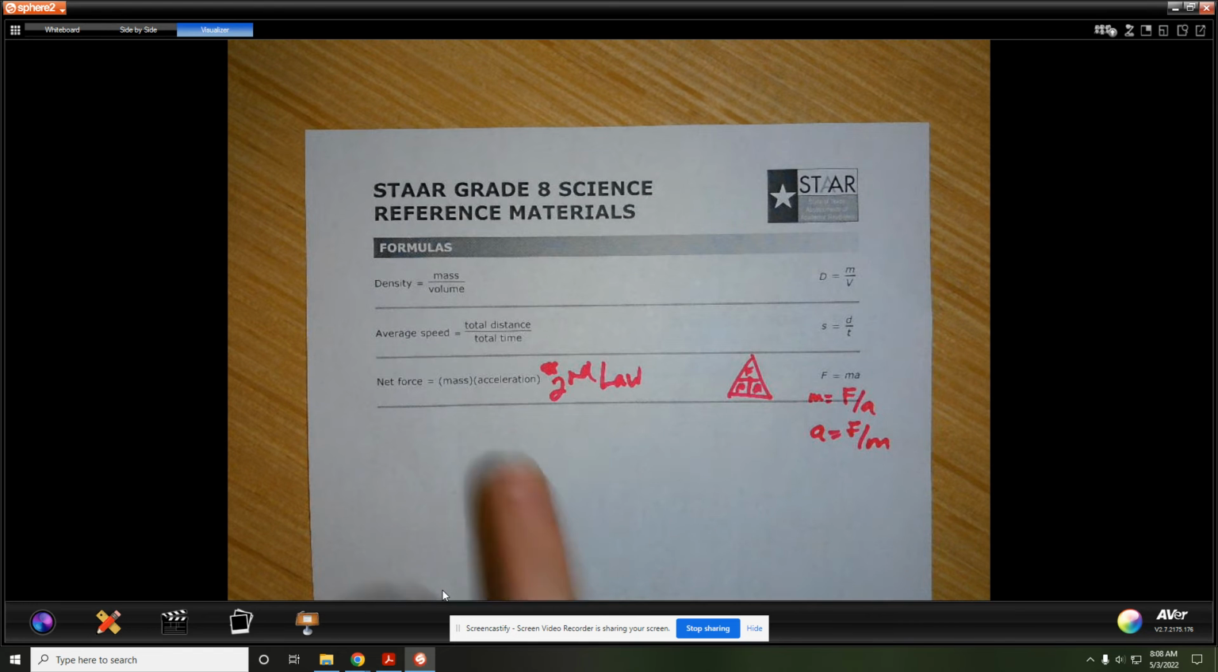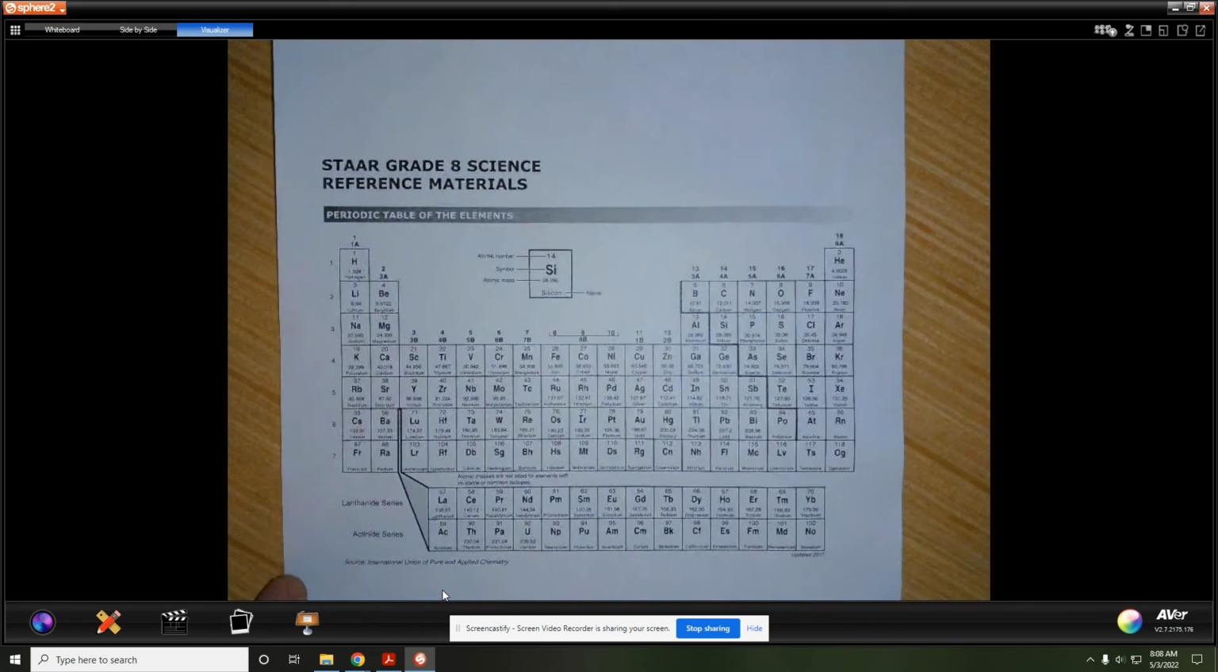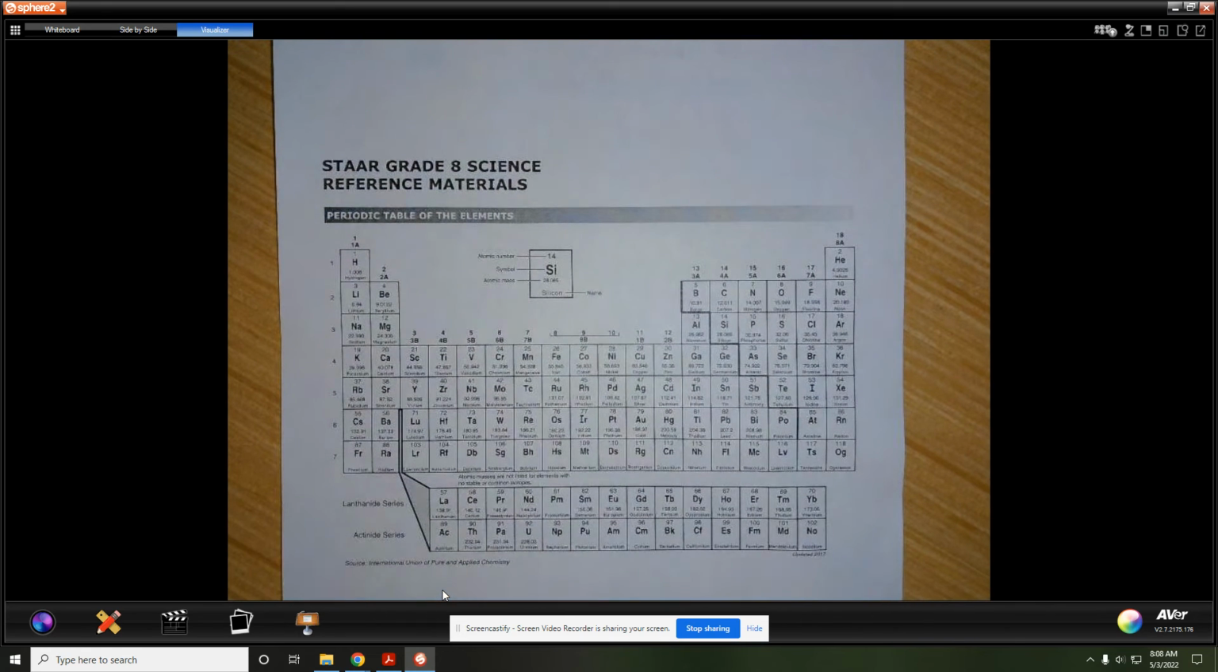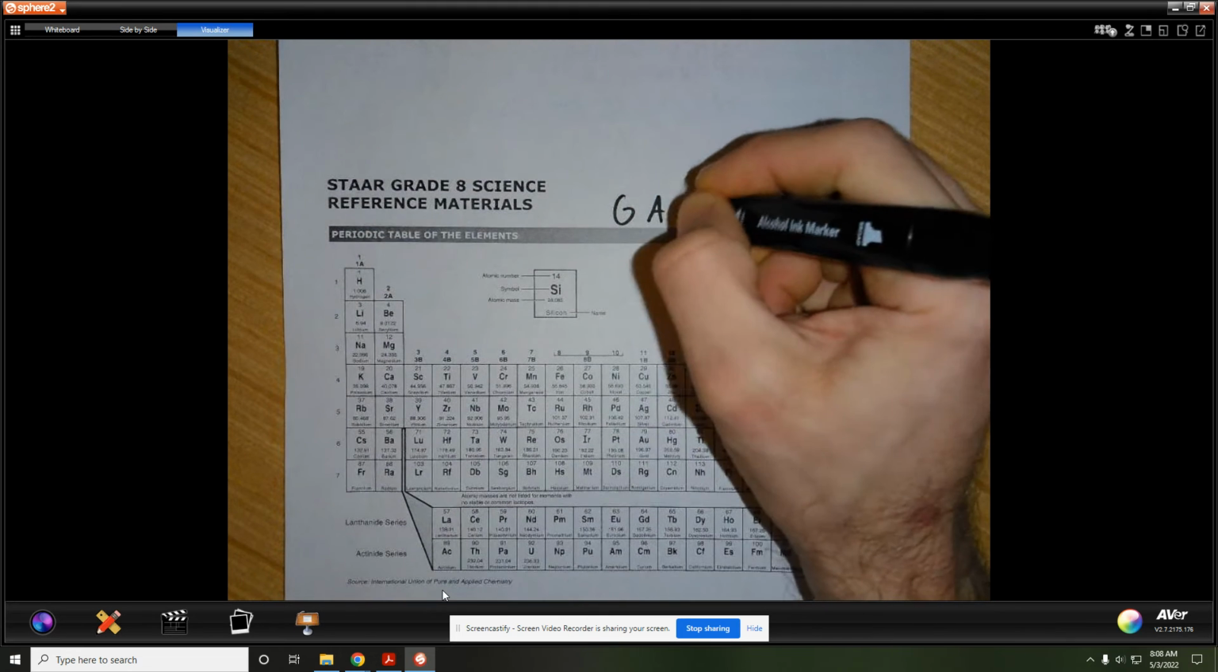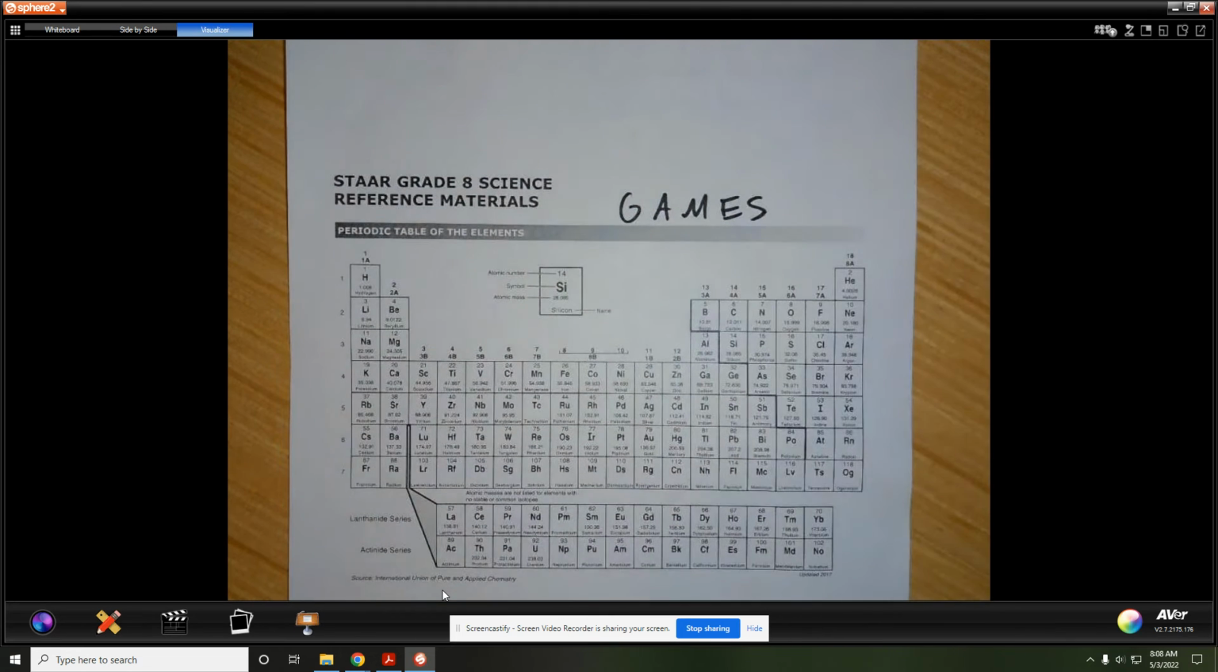All right, so if we flip this over onto the other side, we'll go ahead and look at the periodic table and do a little brain dump here. You might remember this called GAMES. So we'll go ahead and write that mnemonic there at the top of the page to remind us of what we need to remember.